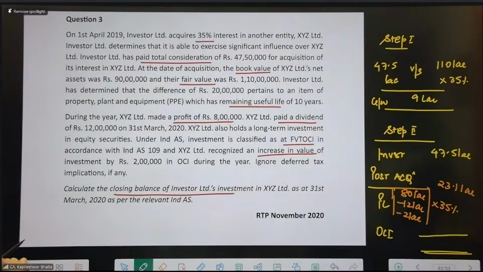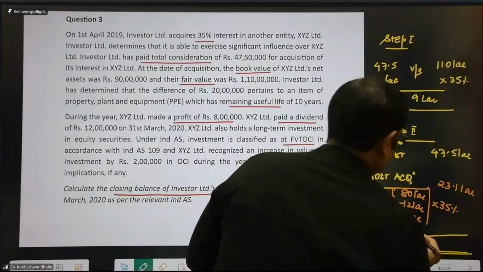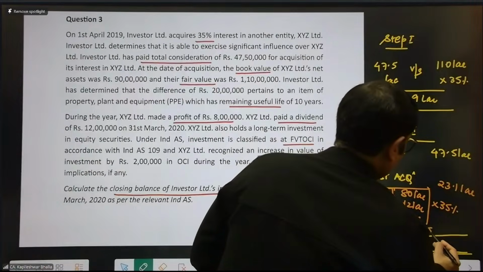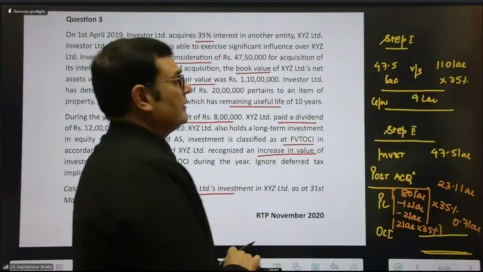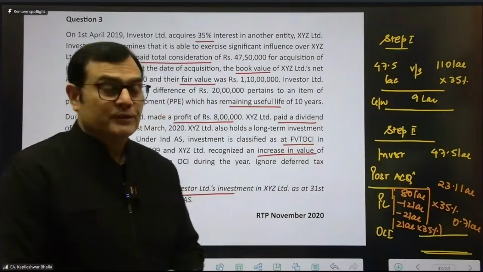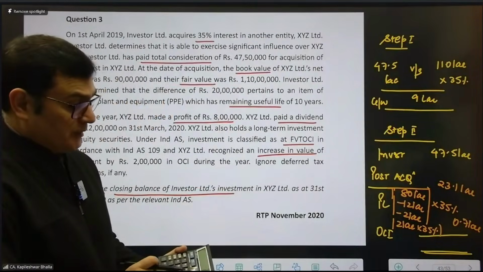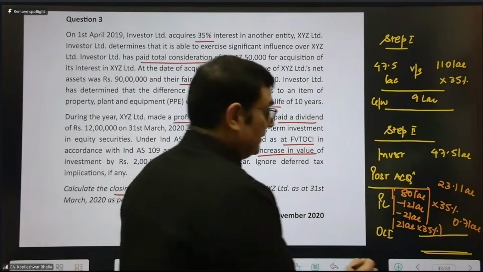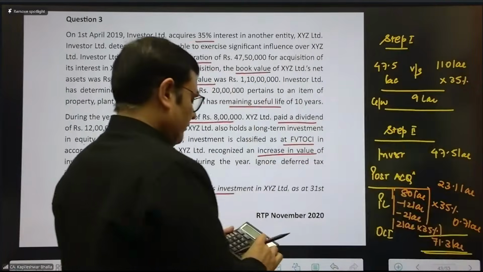And as far as OCI is concerned, it's a gain of 2 lakhs. So on this gain of 2 lakhs, we take a 35% share, that is 0.7 lakh. I think that will give us the investment value, simple and straight. 47.5, 23.1 and 0.7, 71.3 lakhs is the value of the investment.